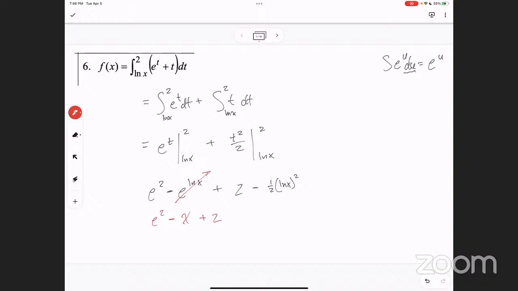And then remember with logs, let's see, we're not squaring. What are we squaring here? ln of x times ln of x, which isn't the same thing as ln of x squared. So I can't take that 2 down to the front. So I think we just leave it like this: 1/2 of ln of x squared.